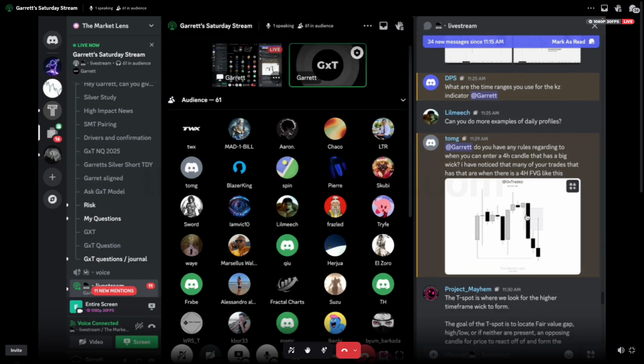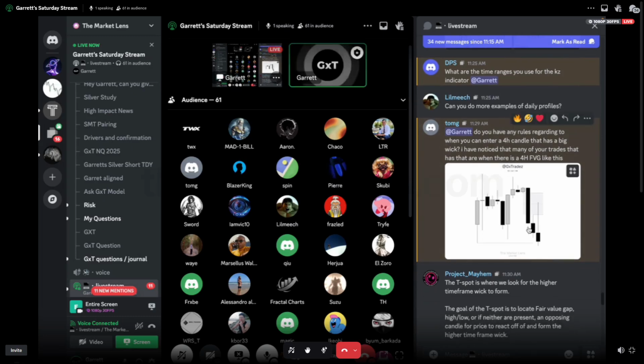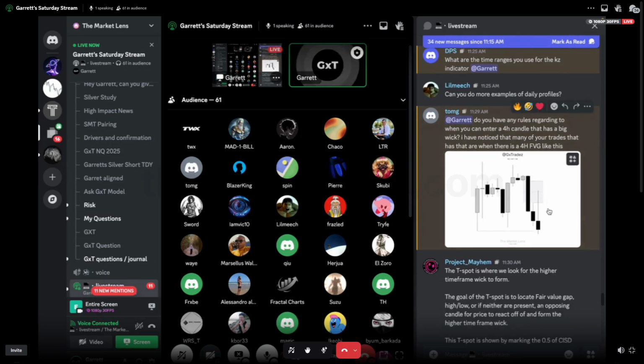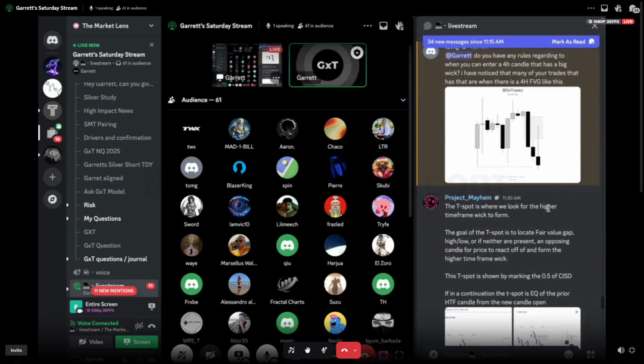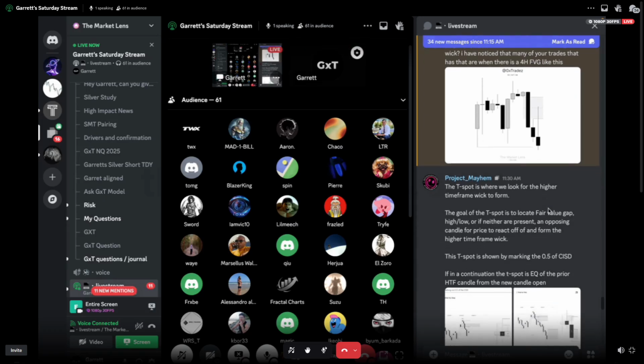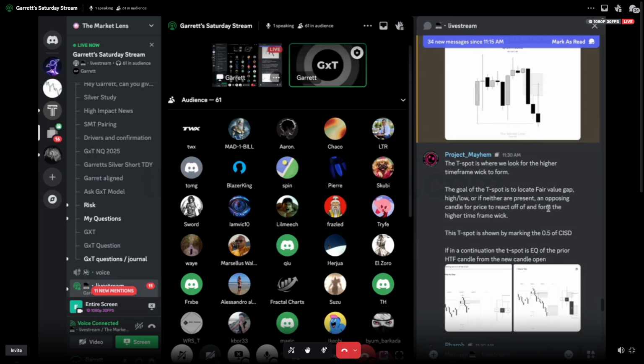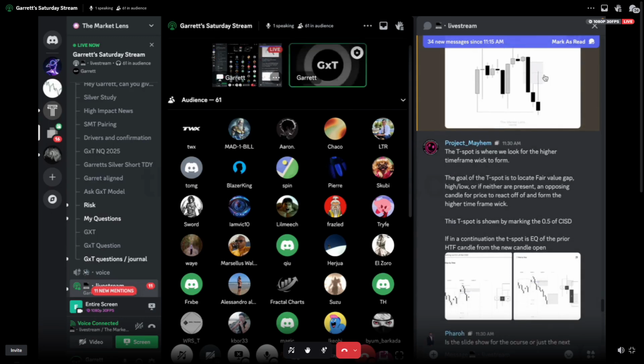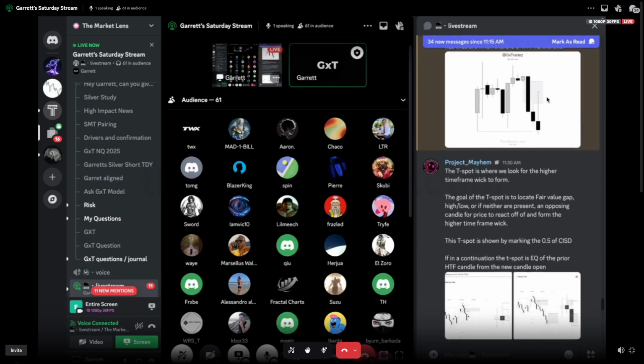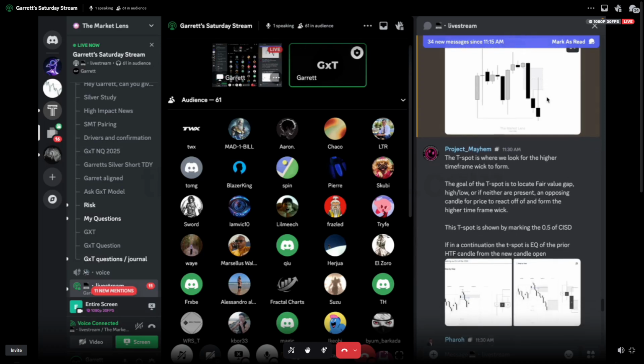Do you have any rules regarding when to trade a 4 hour reversal candle? Do you have any rules for when you can enter a 4 hour candle? Yeah, I do. These are things that I will show you guys later. But I want you to get the basics down first because that's the most important part. Those things are what actually repeat the most, and that's really all you need to learn. But we will go over the more advanced stuff. They'll give you a little bit more opportunity.